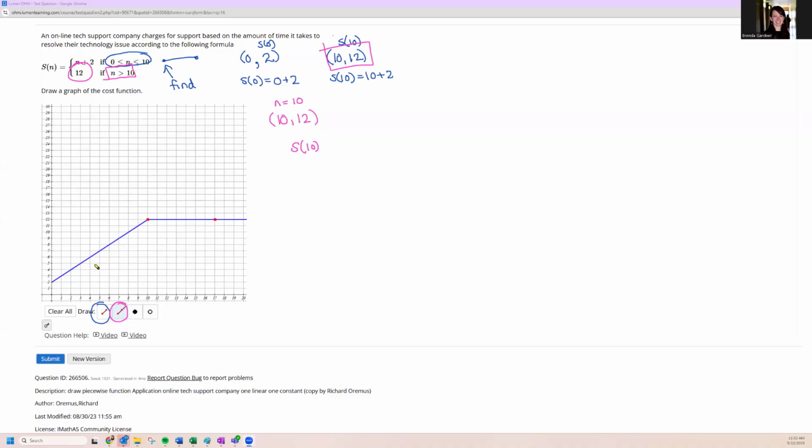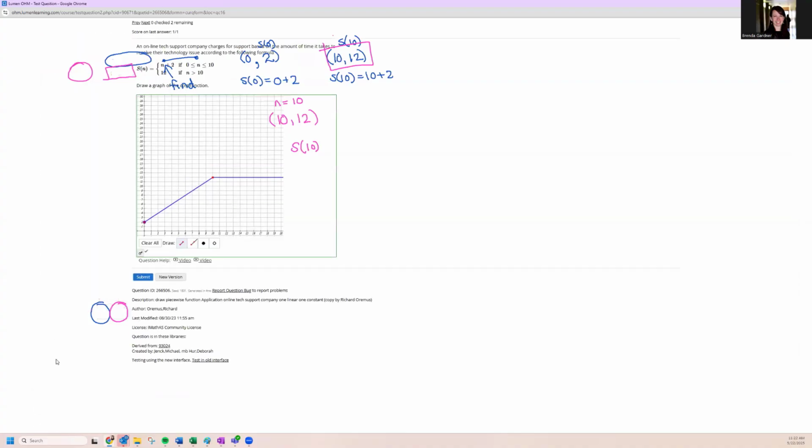Now, our graph is continuous. Like if we drew this and we knew where everything was going, we would start our pencil at (0, 2), draw it up until (10, 12), and then draw it to the right. So the only place that needs a dot is our first starting point. So we're going to grab our dot and put it at our starting location. And then that's the only place that actually has an endpoint. So that's the only dot that we're going to put on our graph. And then I'm going to hit submit. And we've got it correct.